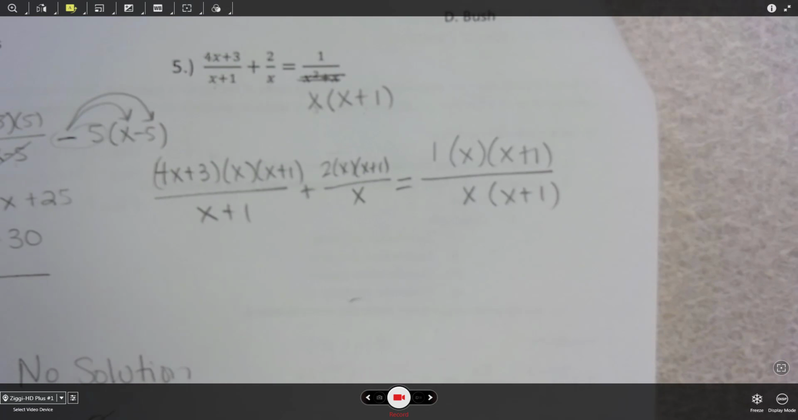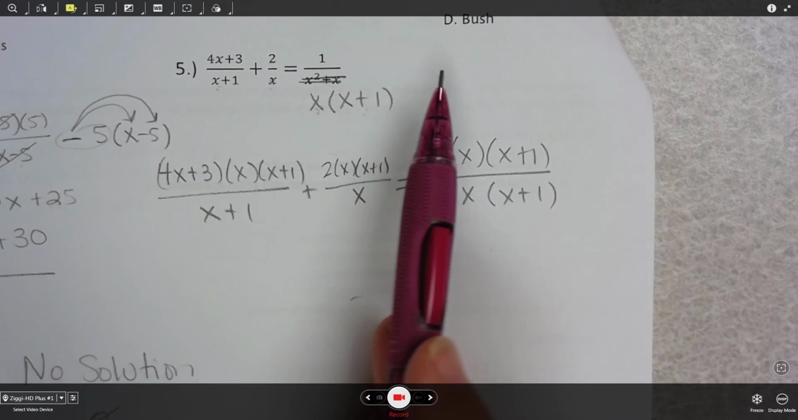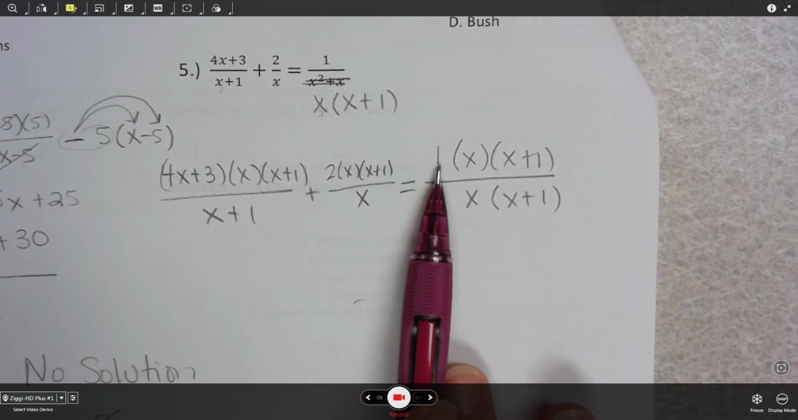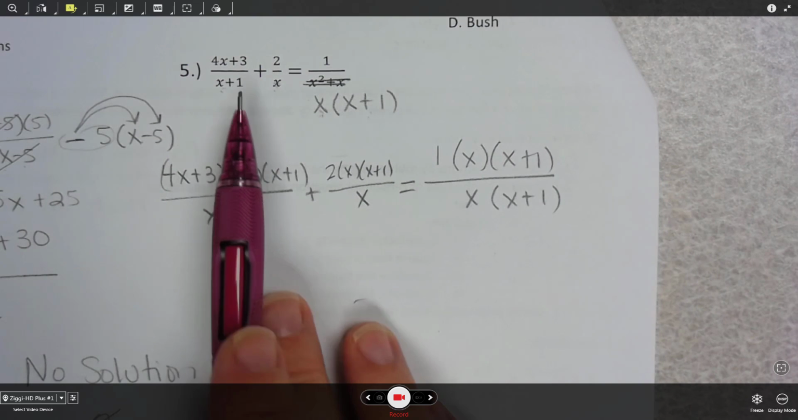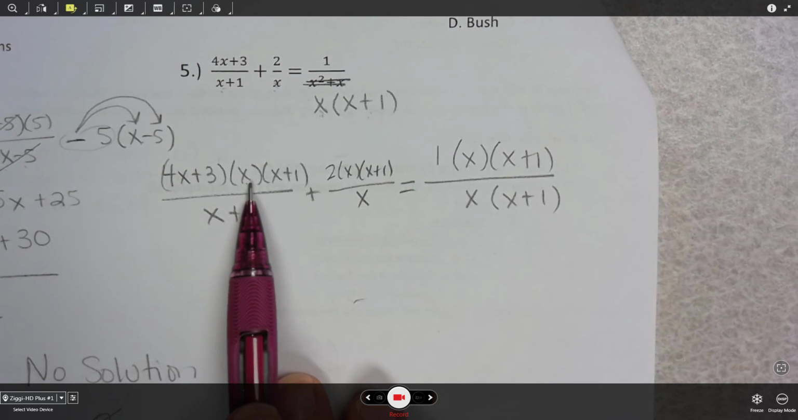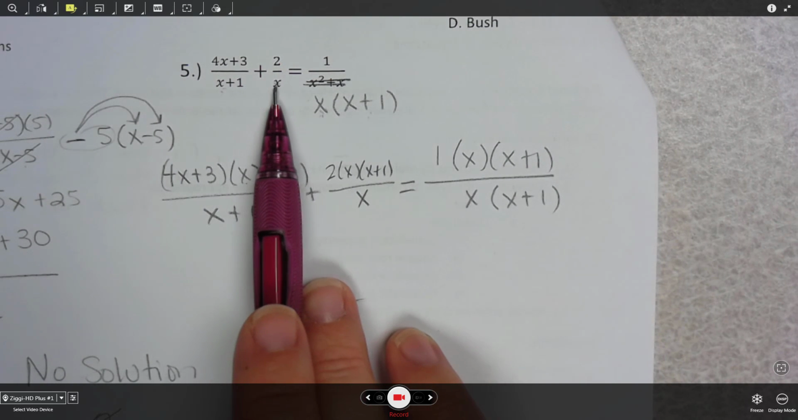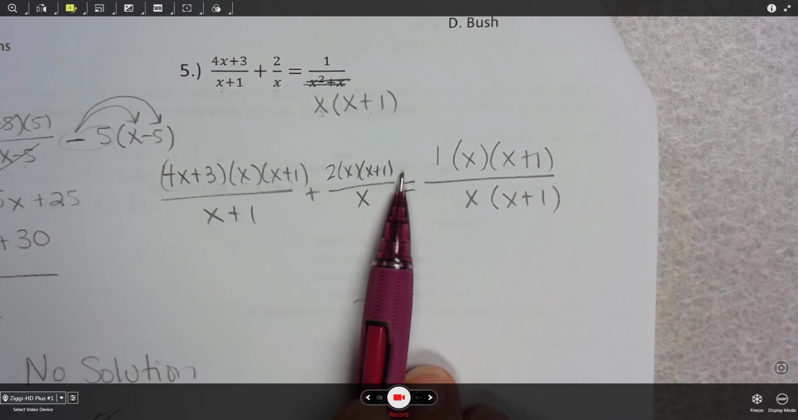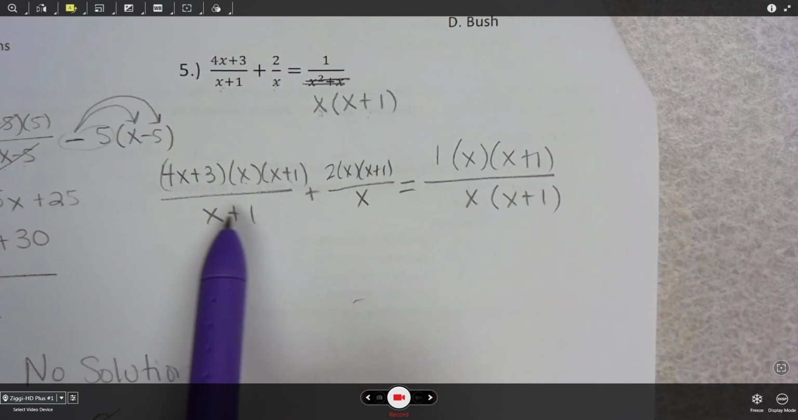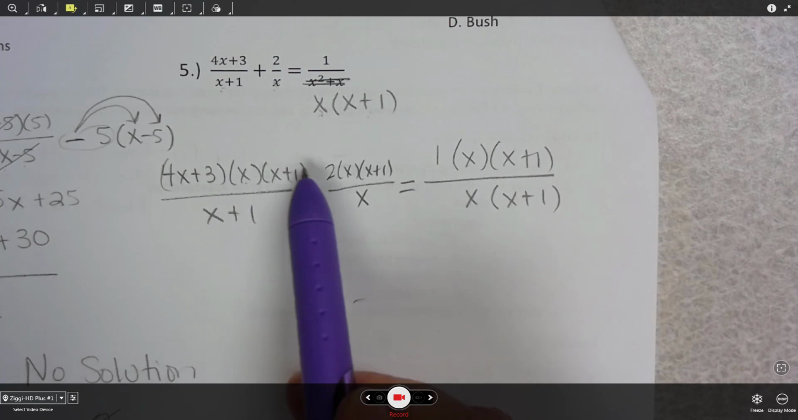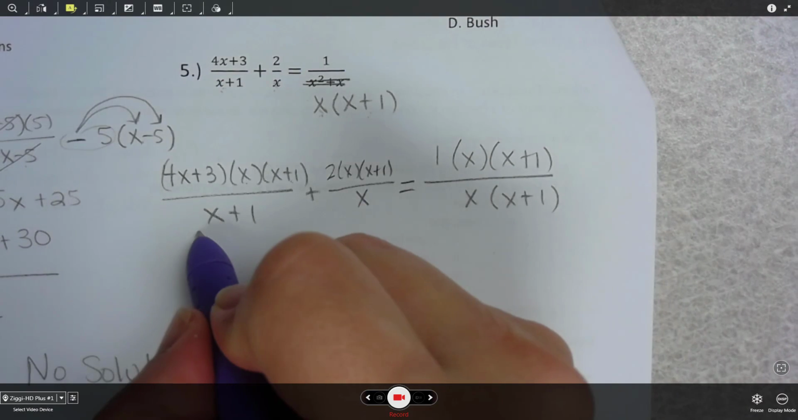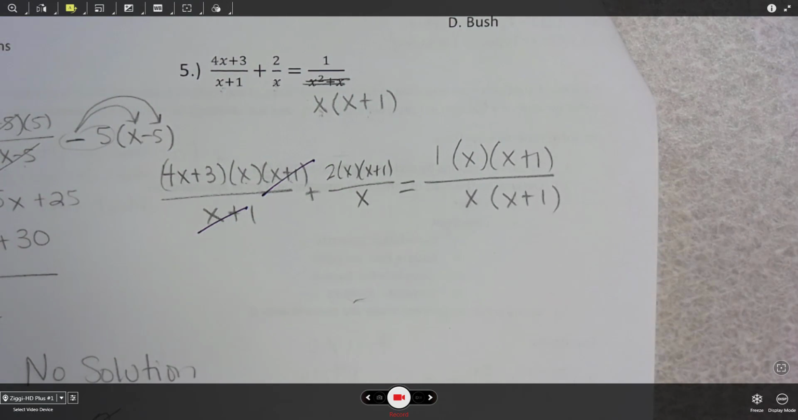Alright, so what I've done, I've gone through and multiplied each term in my equation by x times x plus 1, because that's what I multiplied this last term by. So I took the first fraction, the first term, multiplied it by x times x plus 1. I took the second fraction, I multiplied it times x plus 1. Now looking at my first fraction, I need an x plus 1 to cancel with. I'm already multiplying by an x plus 1. No need to multiply a second time, so this x plus 1 and this x plus 1 will divide out.